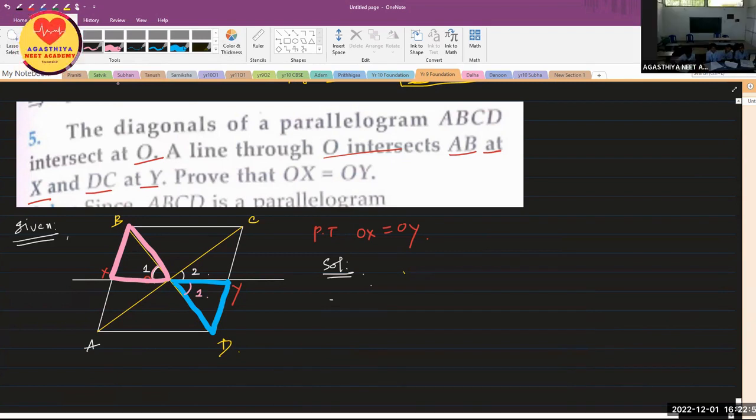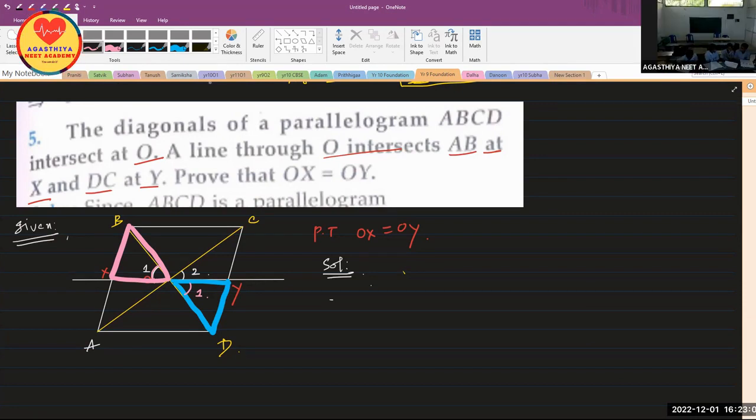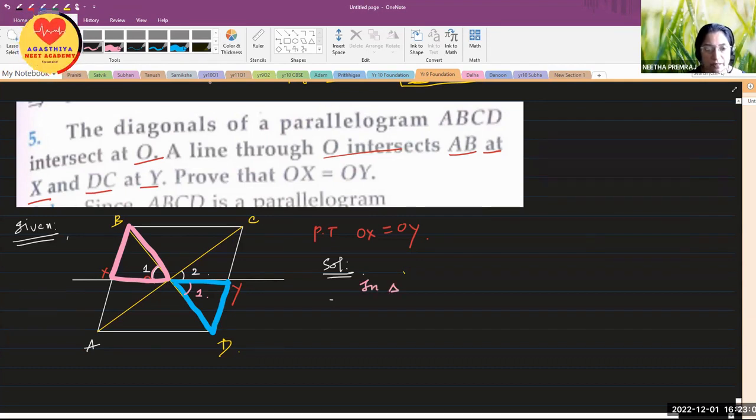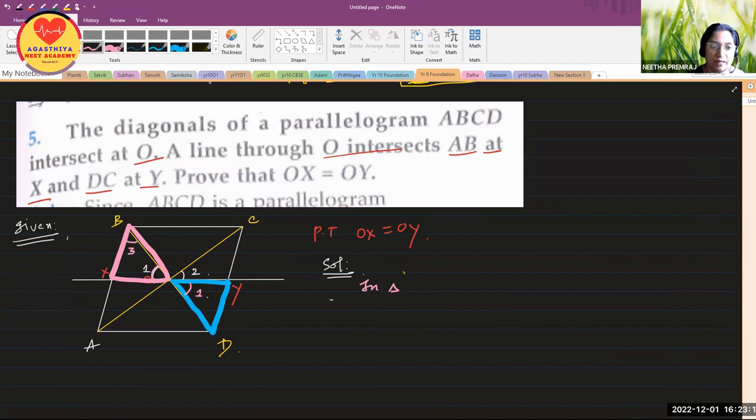Sorry, come again. Vertically opposite angles, right? They are vertically opposite angles. Okay, how do you write? Solution in triangle. And one more thing, because these two lines are parallel, this I name it as 3. This angle is equal to this angle, 3. Then we know that diagonals bisect each other, right? These two measures are equal. So you write that way.